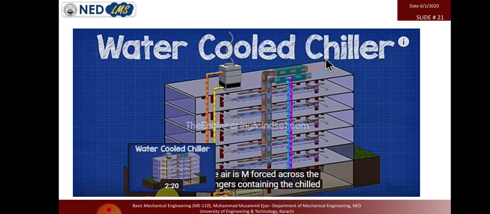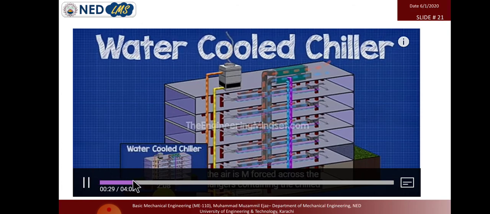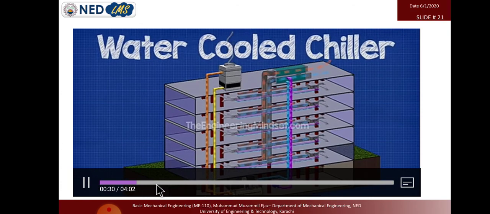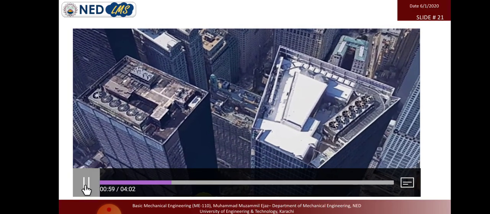So in the water-cooled chiller, the cooling is transferred into the water, and that water transfers cooling into the conditioned air. Similarly, the condenser is cooled down by water. Water absorbs heat and rejects it towards the atmospheric air. This is the water-cooled chiller. We will discuss it further later when we see the loop system. You can see the building. This is the video. These are the cooling towers.